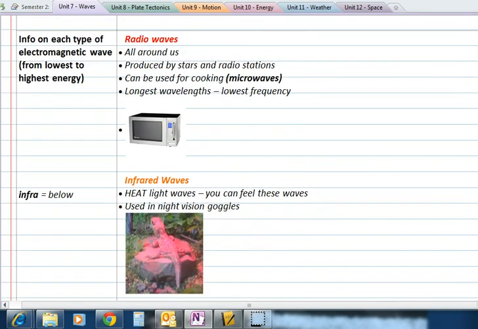So we start with our lowest energy, which are radio waves. They're all around us. They're produced by stars and radio stations. We can use them for cooking. And they have the longest wavelength. So if you're worried about microwaves leaking out of your microwave and hitting you, they do hit you, but they bounce off. They don't have a lot of energy. They can't penetrate so much our skin.